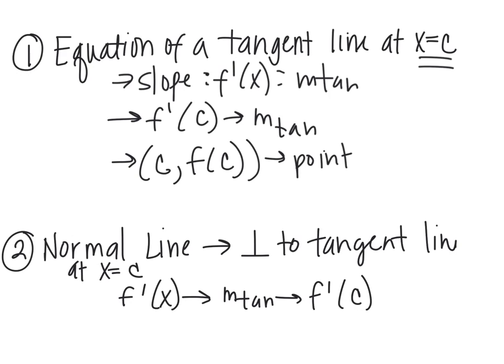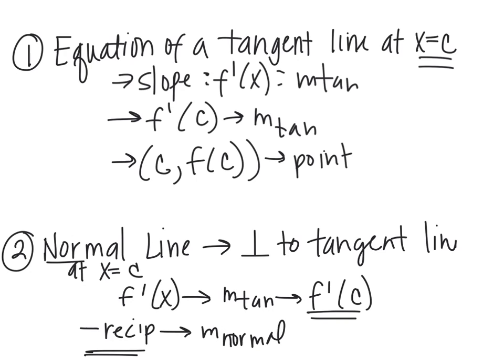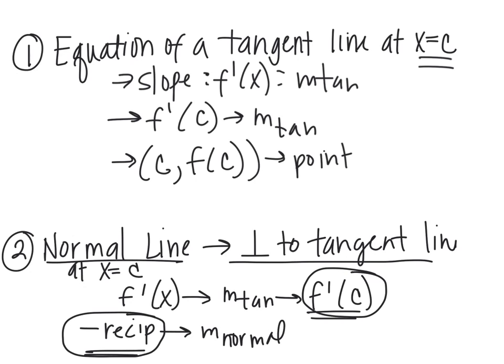And then you want to do the opposite flip, so the negative reciprocal, since the normal line is perpendicular. The negative reciprocal is going to give you the slope of your normal line. That's the negative reciprocal of f prime of c. That'll give you the slope of your normal line, because again, the normal line is perpendicular to the tangent line. So it's really just taking the slope of the tangent line and negative reciprocating it to get the slope of the normal line.